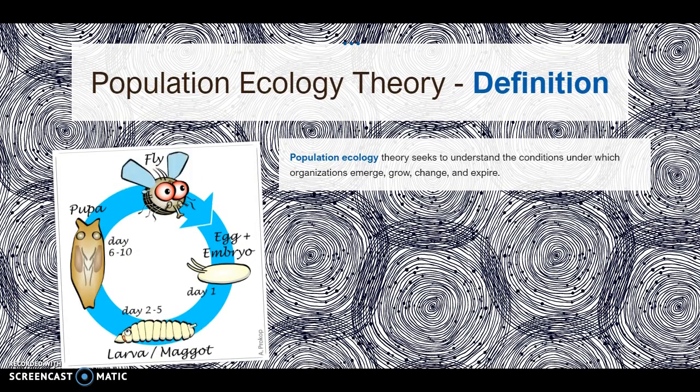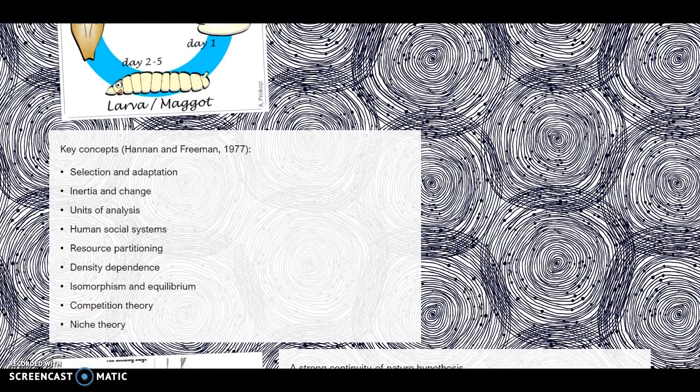Population ecology theory seeks to understand the conditions under which organizations emerge, grow, change, and expire. The theory was introduced and popularized by Hannan and Freeman and has become a central field in organizational research. Population ecology utilizes insights from biology, economics, and sociology to examine the environment in which organizations compete within a process likened to natural selection. Key concepts within population ecology are quite expansive and include selection and adaptation, inertia, units of analysis, social systems, partitioning, density dependence, isomorphism, competition theory, and niche theory.